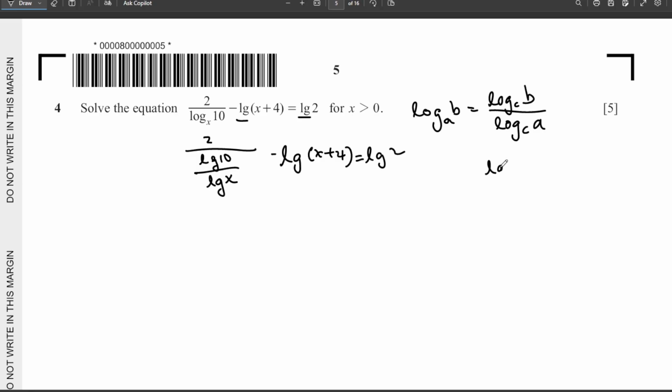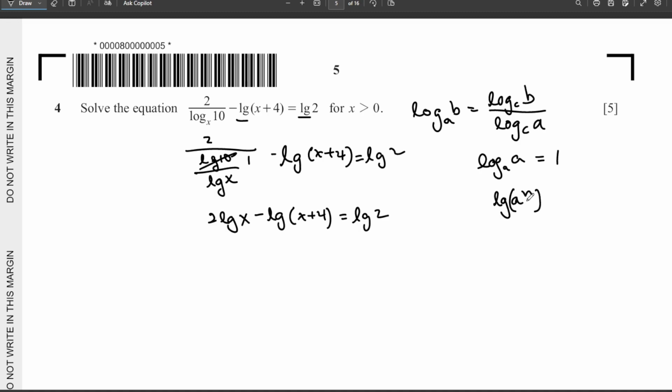Remember this log rule also: log base a of a just gives you 1. So in this case also, log base 10 of 10 is just 1. Then I can simplify this to just be 2 log x. Further, here, remember this log rule also: if I have a power inside the log, I can take it out to the front, n log a. In this case, I want to reverse this. The 2, I want to bring it to the top of the x. So lg x squared, then the rest of it.